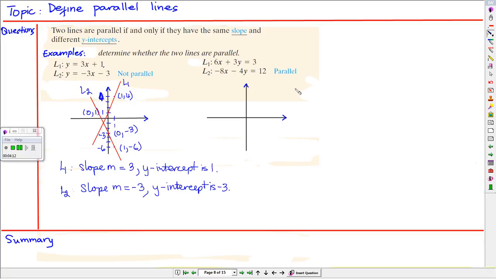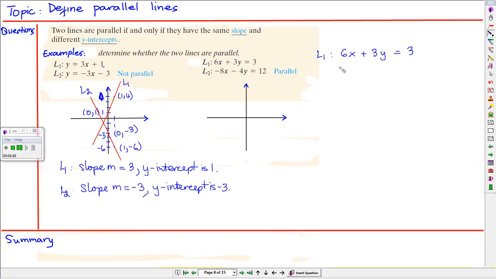Now let's go ahead and look at the second example. Here we have two lines, line 1 and line 2, but the equations given for line 1 and line 2 are not in slope-intercept form. So we have to do a little bit of work here. First, for line number 1, I have 6x plus 3y equals 3.